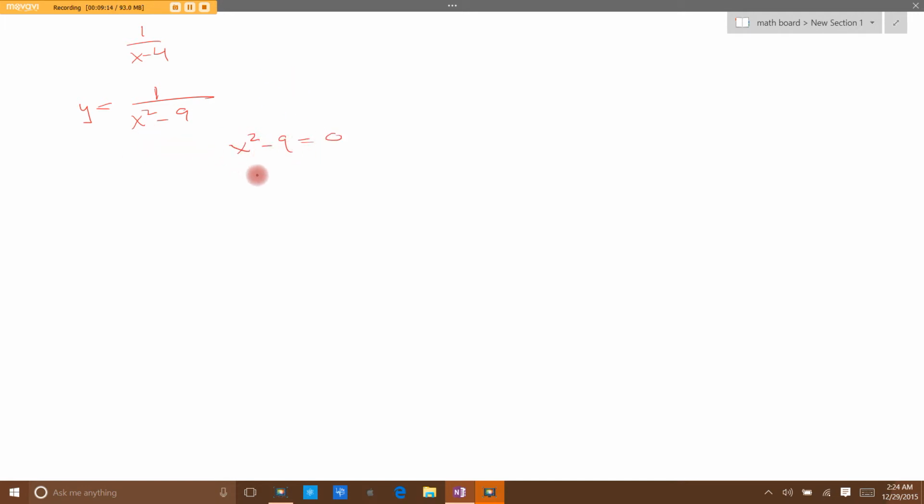x squared minus 9 equals 0. And you can factor this: x minus 3, x plus 3. This is following that a squared minus b squared rule, because then this becomes a minus b, a plus b. So this is, I guess, a conventional or standard way that you are supposed to memorize. We already said to set that equal to 0. This equals this right here.